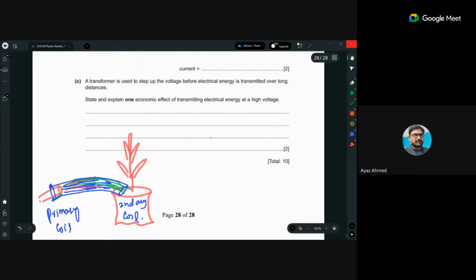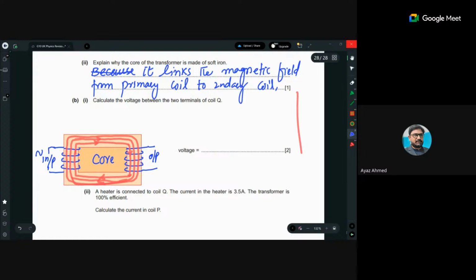Okay. In this way, you can say that the function of this core is just to shift the magnetic field from primary coil to the secondary coil without wastage. ठीक है? बाहर नहीं फेंकता इसको मैग्नेटिक फील्ड, यहाँ से बाहर नहीं जा सकता मैग्नेटिक फील्ड. So it has basically avoided it. Clear?